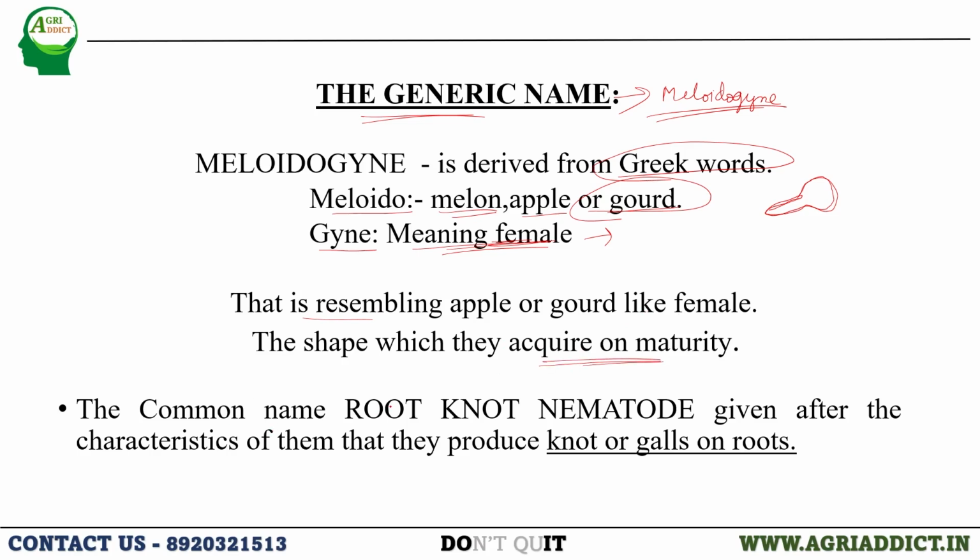The common name we know is root knot nematode. The root knot nematode has been given this name because the unique symptom caused by this nematode is knots, that is, knots which are formed on the roots. We will see how the root knots are formed in detail in part 2. So only they have given the name knots, or root knot nematode.